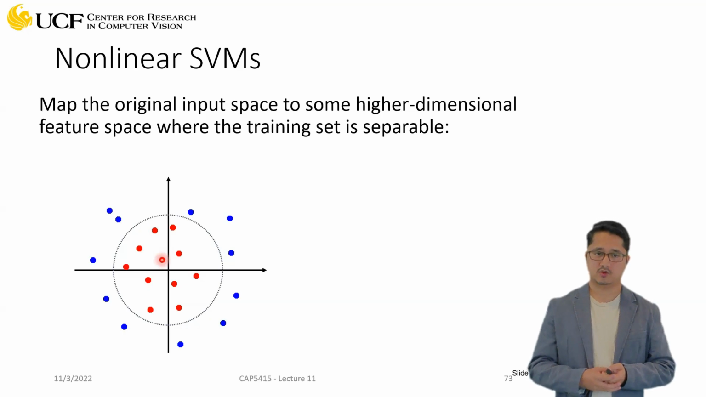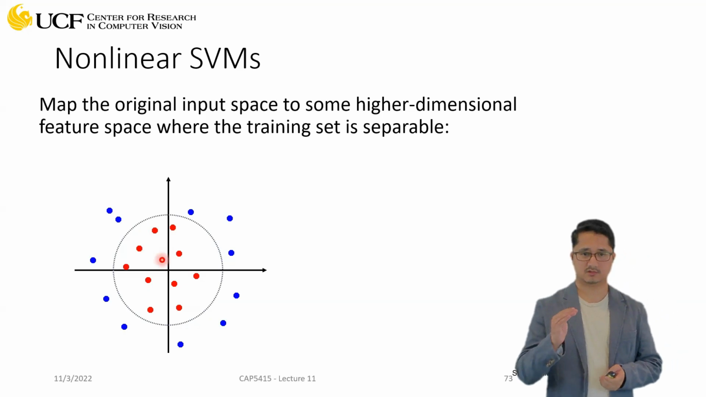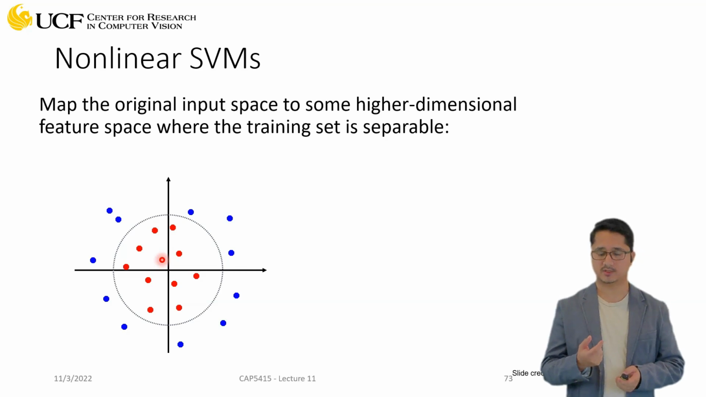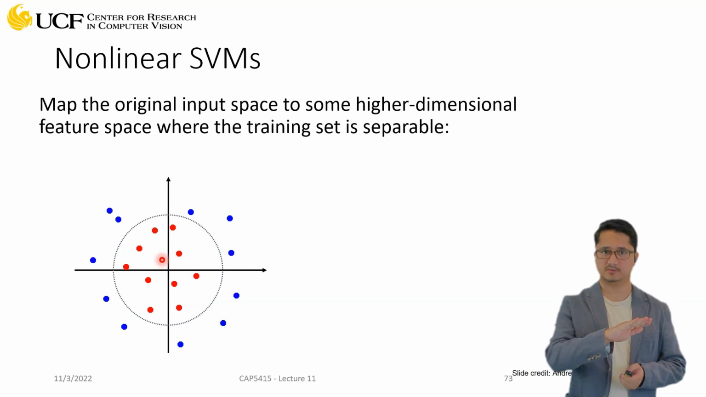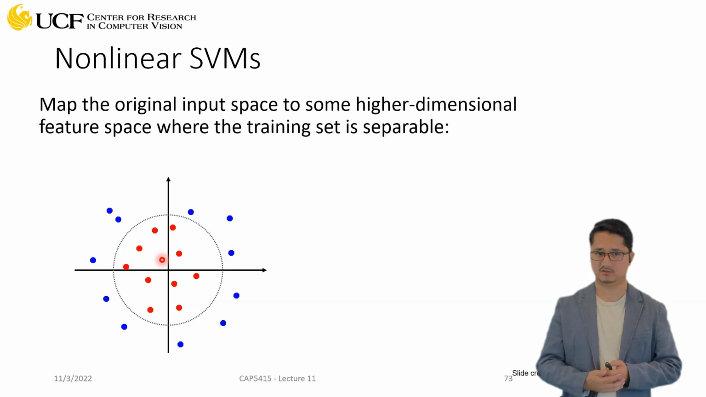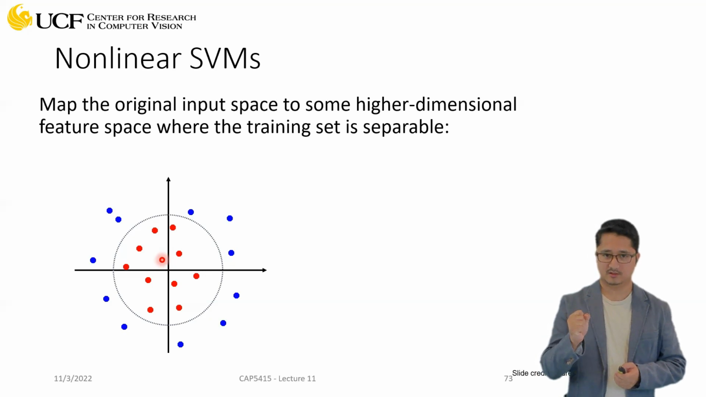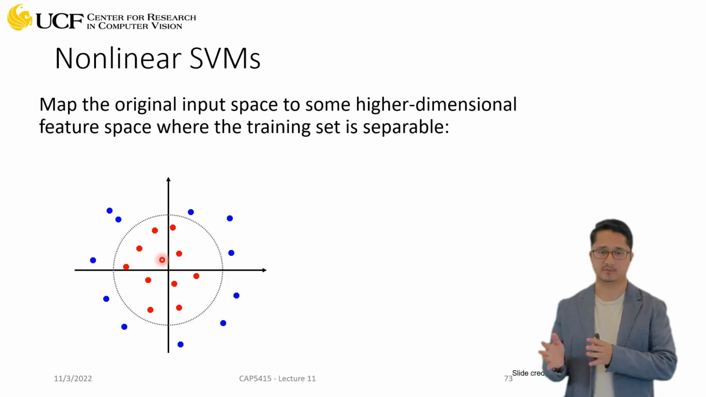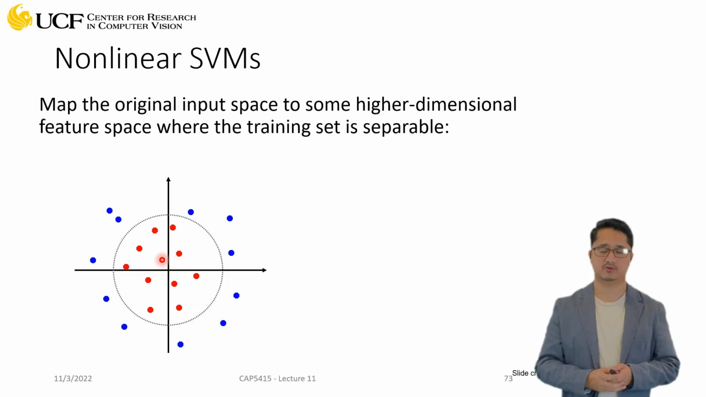Now what you can do is project all of these points. Right now they are in two-dimensional space. You can try to project them into three-dimensional space. And how can we do that? You can use any function to project this to three-dimensional space, and I will give you one example of how you can do it.